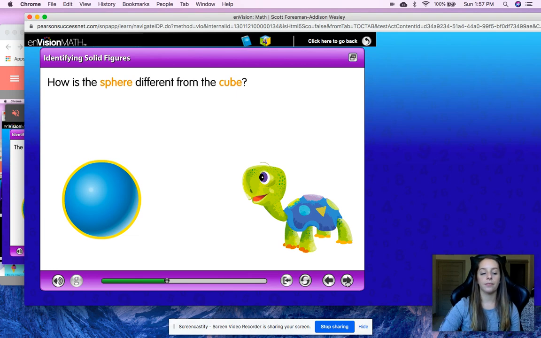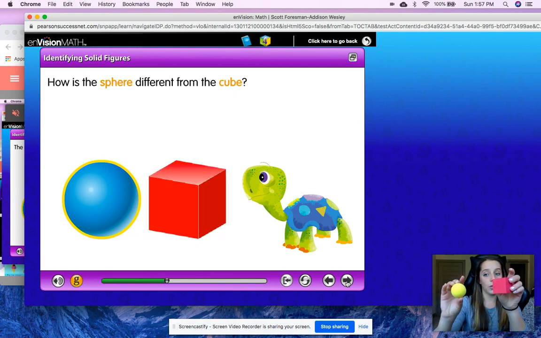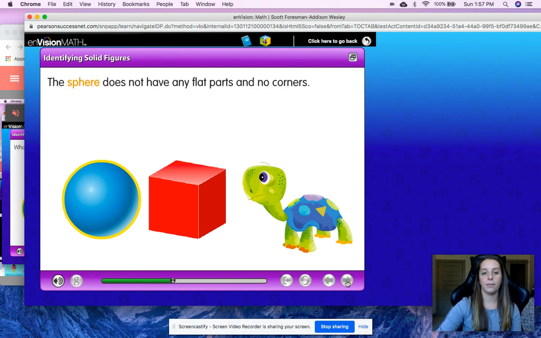How is the sphere different from the cube? So they definitely don't look the same. Let's see how they're different. The sphere does not have any flat parts and no corners. It's rounded on all sides.